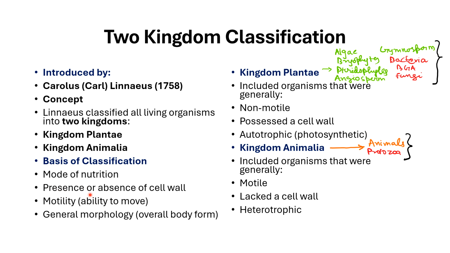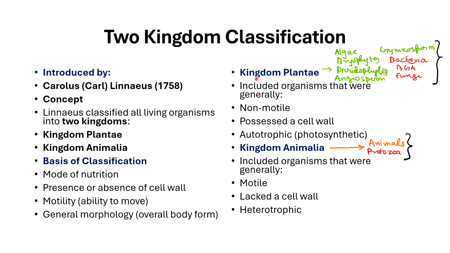Second point was presence or absence of the cell wall. All the organisms which possessed a cell wall were placed under plants. If not, placed under animals. Third point, all the organisms which were able to move, they were placed under what? Animals. And those which were non-motile were placed under plants. Fourth, he considered the general morphology or the overall body form.